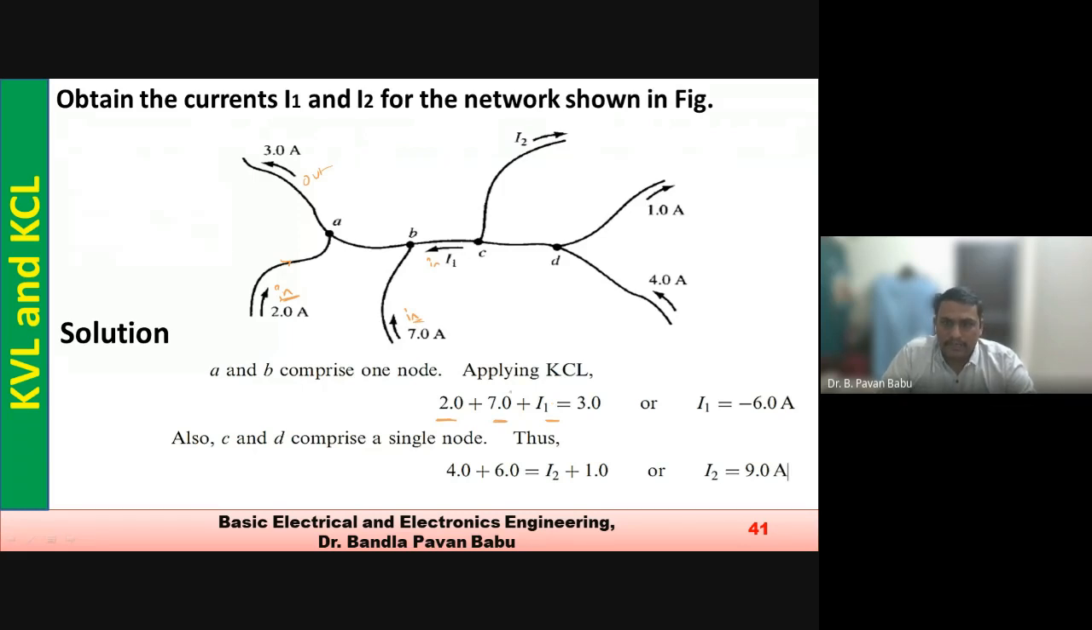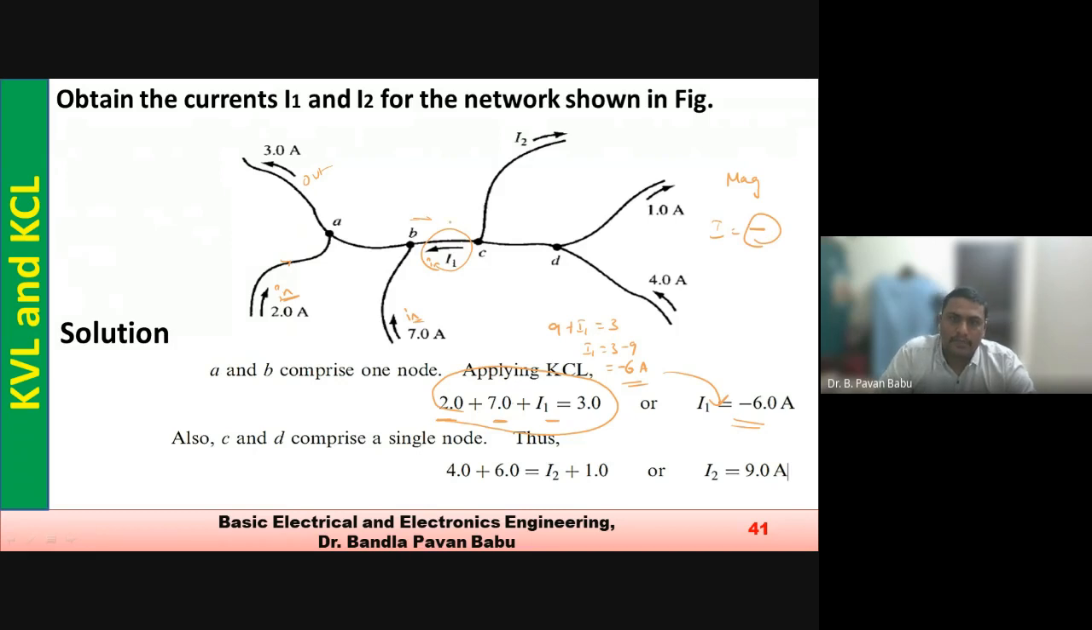So from this we can easily find out: 9 plus I1 equal to 3. So I1 equal to 3 minus 9, that is minus 6 amps. Already it is mentioned. Here minus 6 amps in the sense the direction of current mentioned here is not the exact one. It may be the outgoing current, so the magnitude remains same. If the current is showing plus or minus, then only the direction is represented.